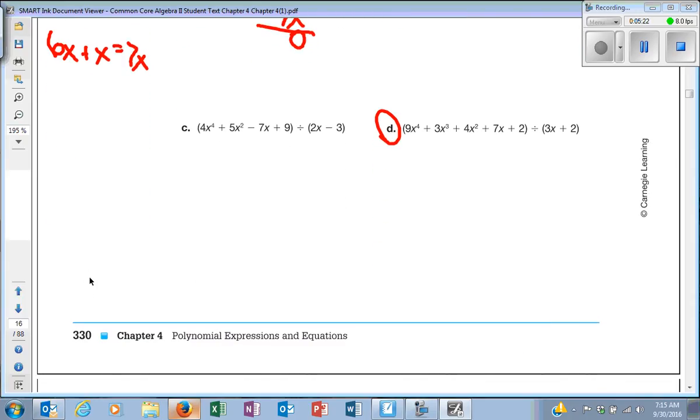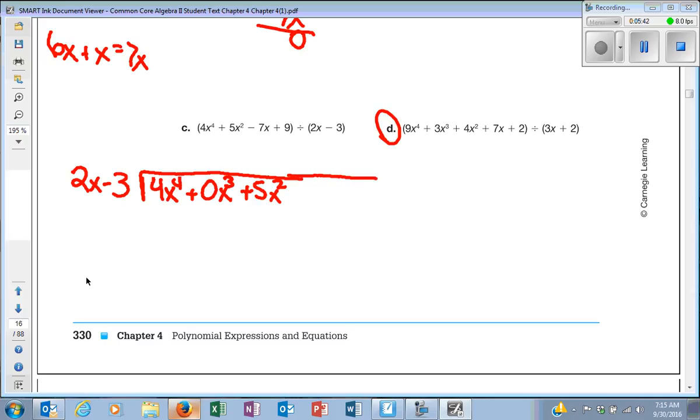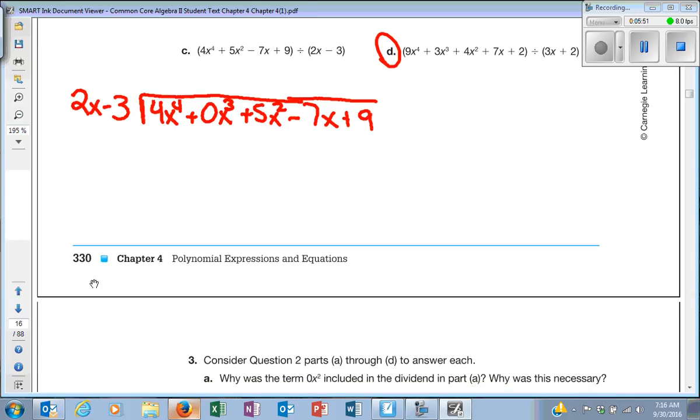Let's try C. 2x minus 3 goes into 4x to the 4th plus, what should I put in here? 0x to the 3rd plus 5x squared minus 7x plus 9. Yes? Okay. I'd appreciate it if I had some more talking back. How do I make, or what do I need to make become what?